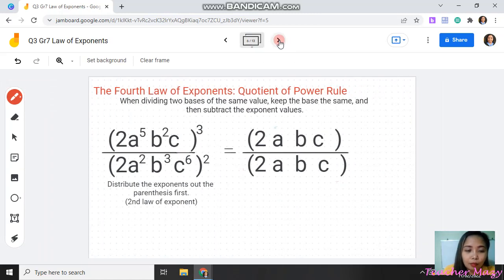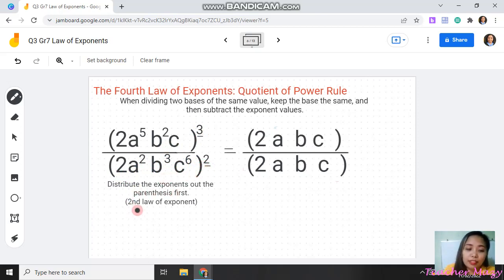Another example for the fourth law of exponents. So we have 2a raised to 5 times b squared times c, and then the exponent outside, which is 3. Next is 2a squared times b cubed times c raised to 6. And then, it is squared outside the parentheses.